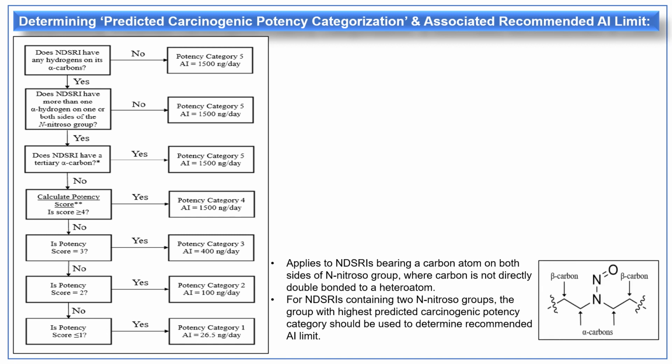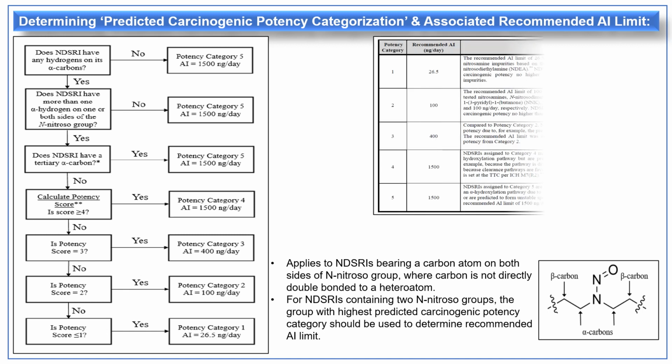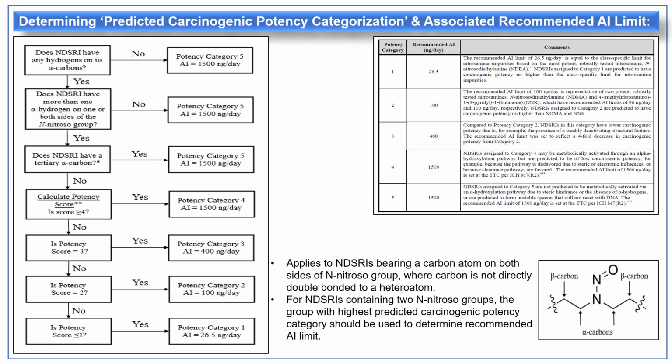So this is the structure given, where the definition of alpha carbon and beta carbon has been determined, right? If we move to the left side of the decision tree, the first question is, does the NDSRI have an alpha hydrogen on its alpha carbon? If the answer is no, the potency category is 5. So this is the table that we have seen. If the answer to the first question is no, the category comes out to be 5, where the limit is 1500 nanograms per day.